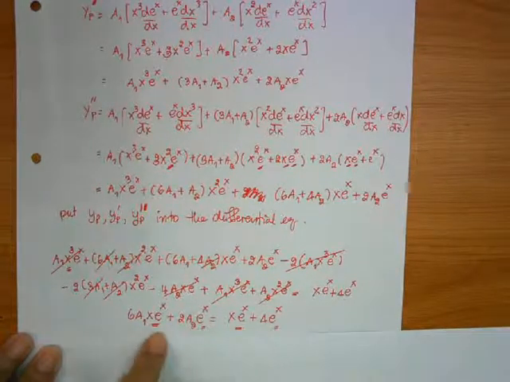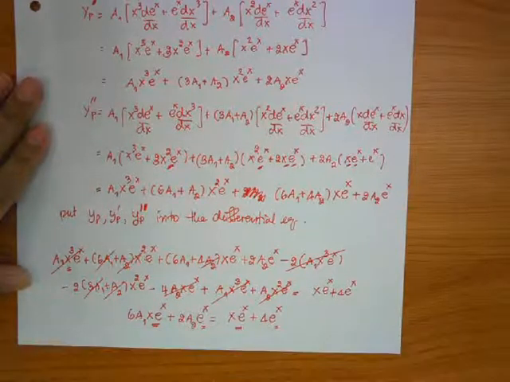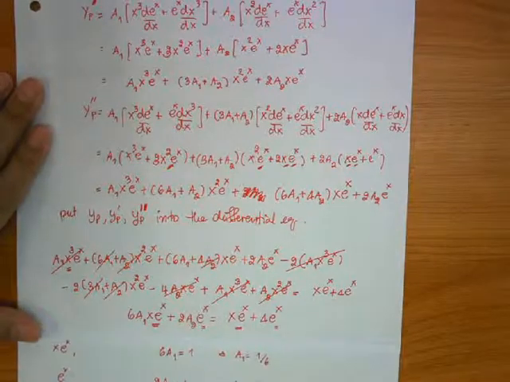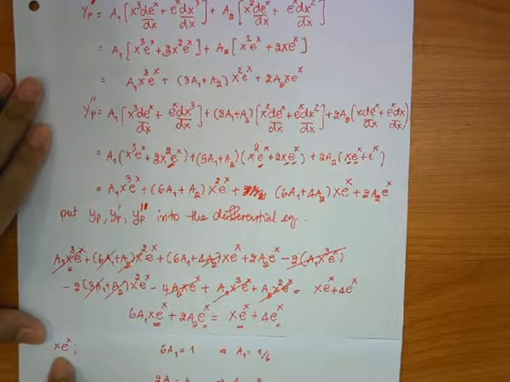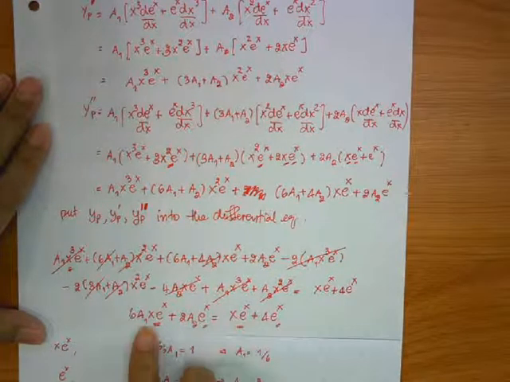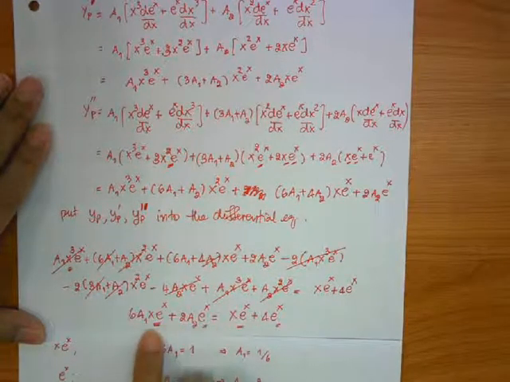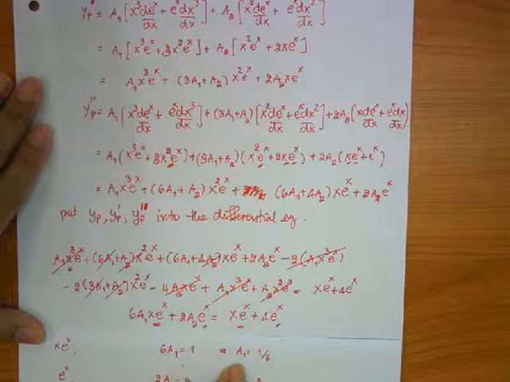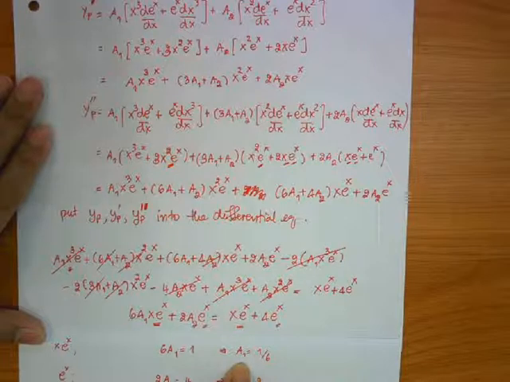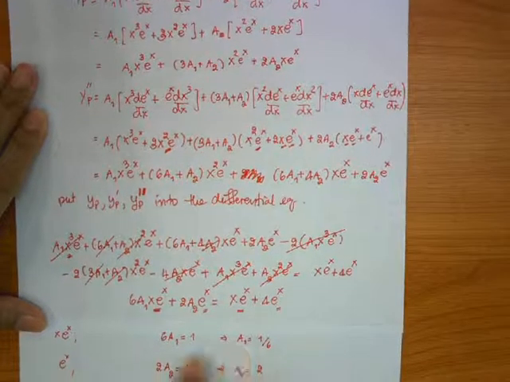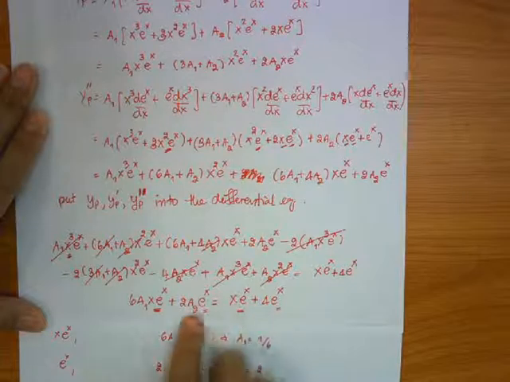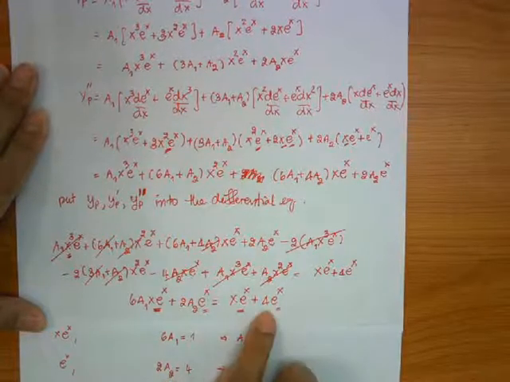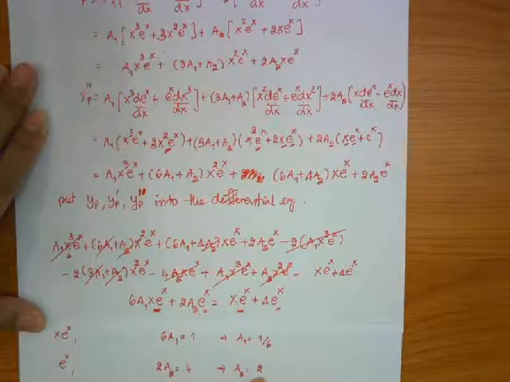And now, you do the comparing of the coefficients. You see, you have x times exponential of x. So, the coefficient of x times exponential of x is 6a1 equal to 1. Then you can find the value of a1 equal to 1 over 6. And for the exponential of x, you would see that 2a2 equal to 4. So a2 is equal to 2.